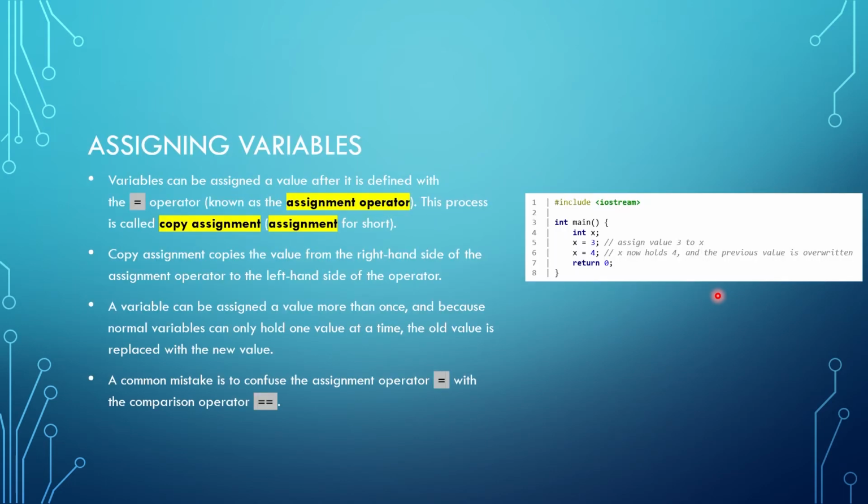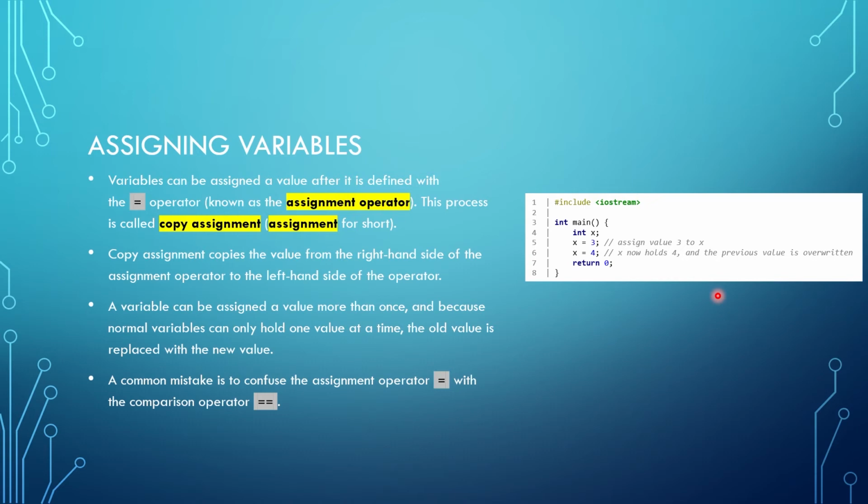Well, variables can be assigned a value after they're defined with the equal sign, which is known as the assignment operator. This process is called copy assignment, or assignment for short. The copy assignment copies a value from the right-hand side of the assignment operator to the left-hand side of the operator. So a variable can be assigned a value more than once, and because normal variables can only hold one value at a time, the old value is replaced with a new value.